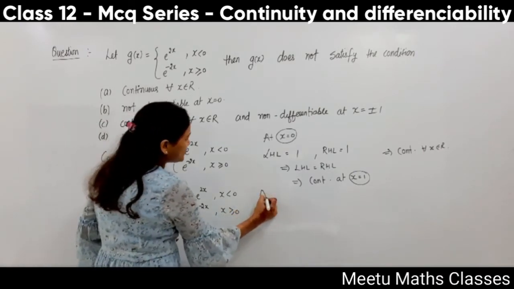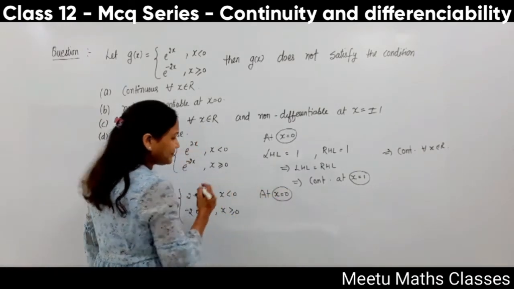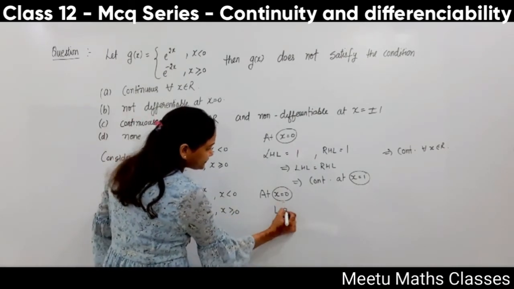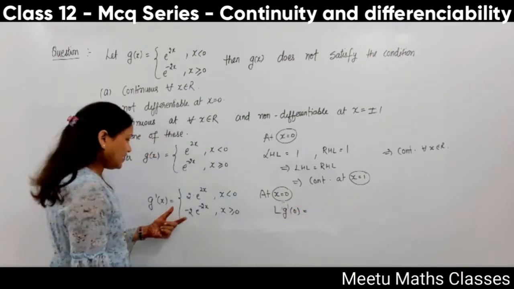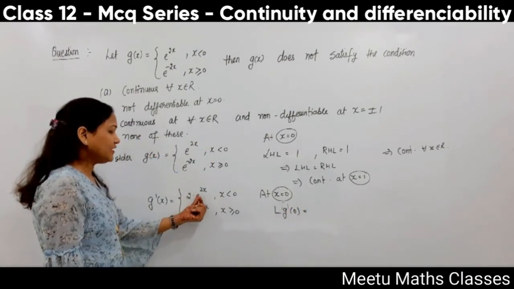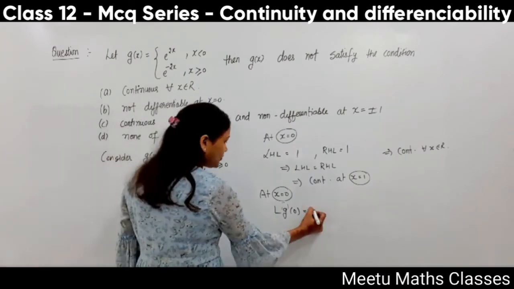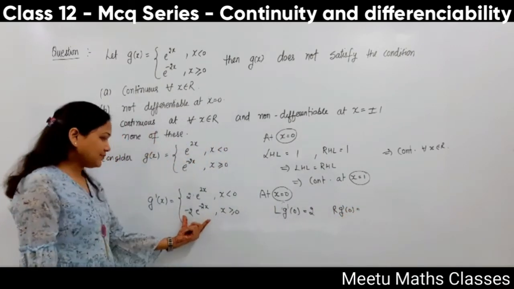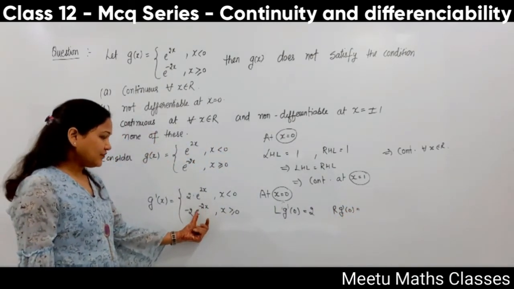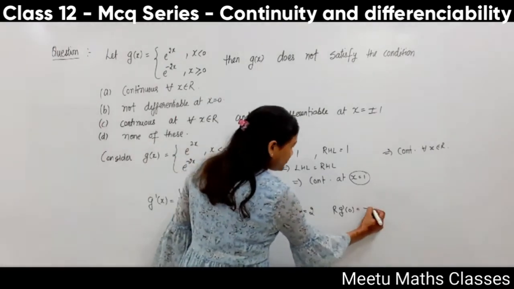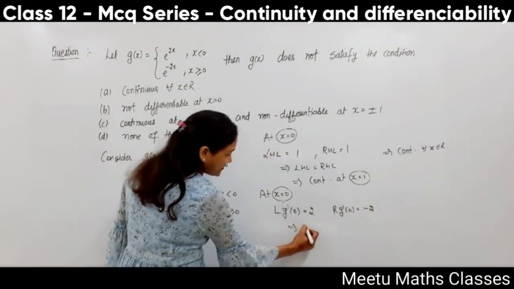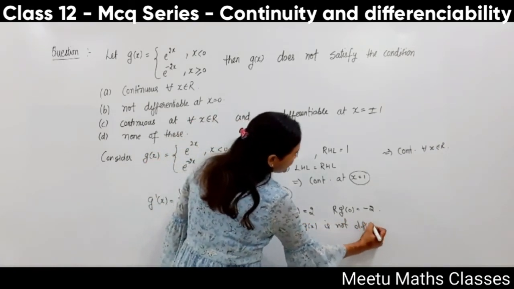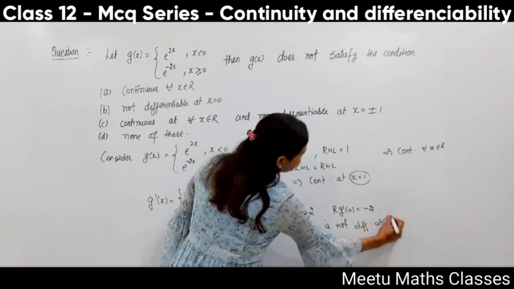तो at x equals 0 आप चेक करेंगे लेफ्ट हैंड डेरिवेटिव एंड राइट हैंड डेरिवेटिव. तो लेफ्ट हैंड डेरिवेटिव क्या हो जाएगा आपका? लेफ्ट हैंड डेरिवेटिव will come 2 into e raised to power 0, that is 1, तो 2 आ जाएगा. And right hand derivative at x equals 0 will come from this function. e raised to power 0 will give you 1, so minus 2 into 1 will give you minus 2. So they are not equal. That implies your g(x) function is not differentiable at x equals 0.